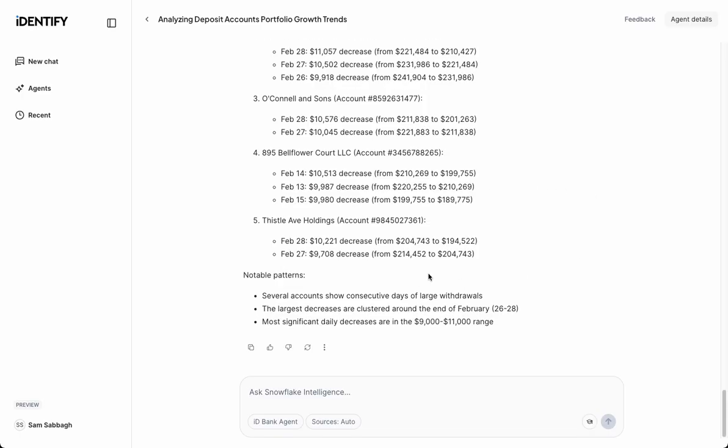And it notices that there's a trend that most of these withdrawals are at the end of the month, though not all. And it has come up with what it considers a significant withdrawal being in the 9,000 to 11,000 range. So this is just a sampling of some of the things we can do. We haven't even started to look in this demo at transactions or customer data. So you can imagine it goes much, much deeper than this.